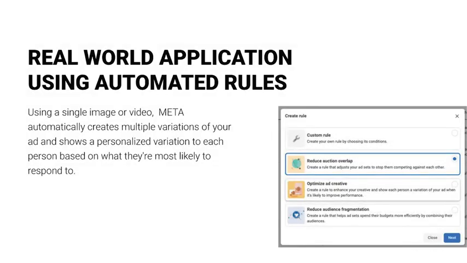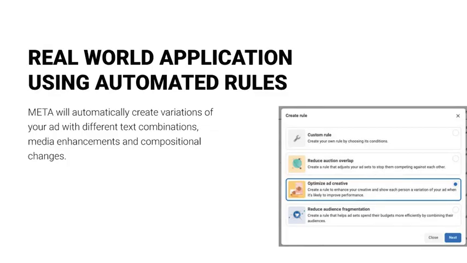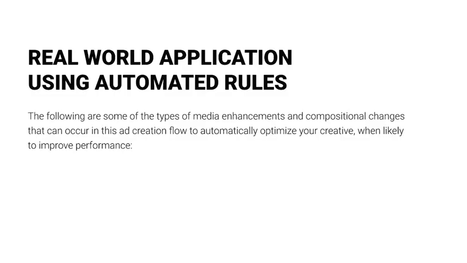Now, using a single image or video, Meta will automatically create multiple versions of your ad and show a personal variation to each person based on what they're most likely to respond to with this optimized ad creative. Meta will automatically create variations of your ad with different text combinations, media enhancements, and compositional changes. Here's the thing. The following are some of the types of media enhancements and changes that can occur in this ad creation flow to automatically optimize your creative when likely to improve performance.